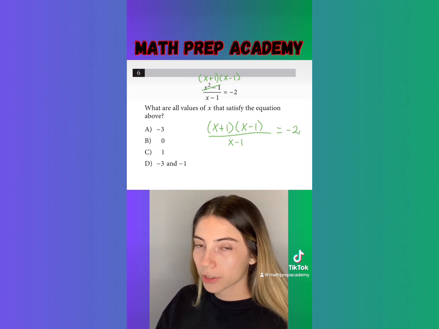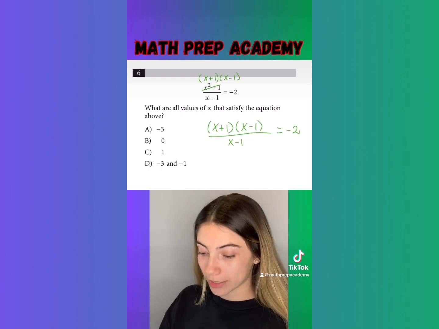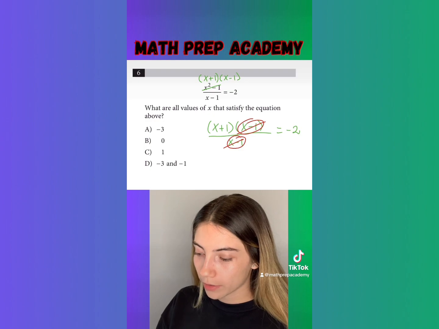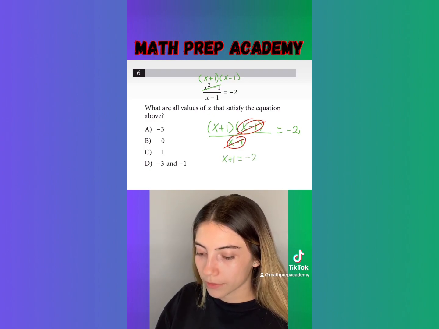So the same factor is in the top and the bottom. So that means we can cross it out. So x minus 1 here cancels with x minus 1. And we are left with x plus 1 is equal to negative 2.